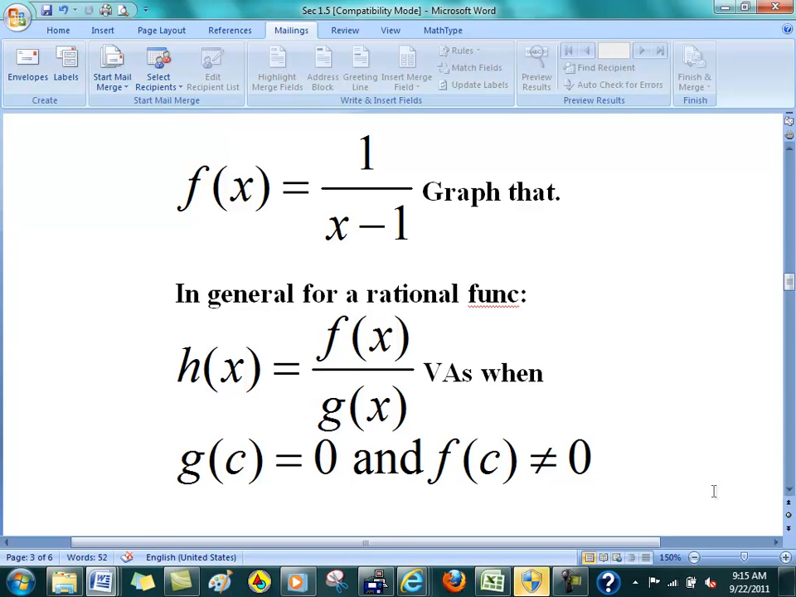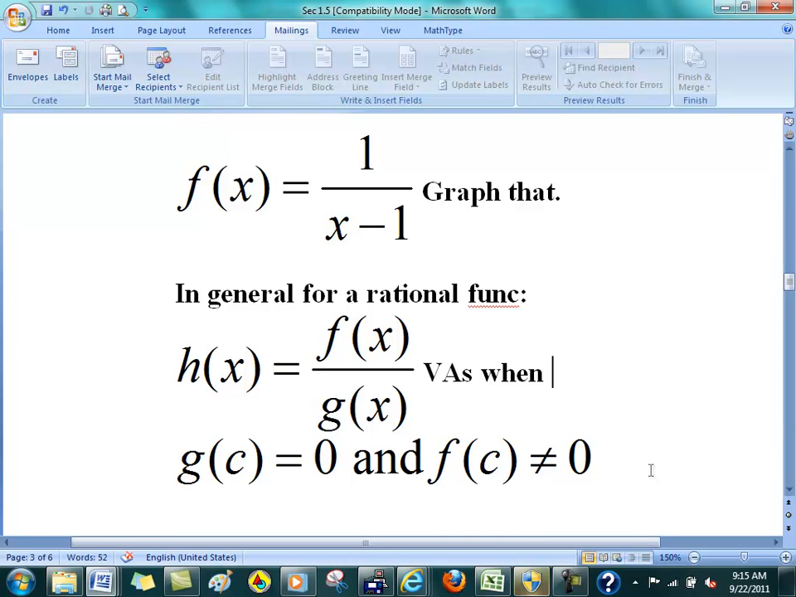Anyway, so a rational function is a polynomial over a polynomial. So you will get a vertical asymptote when the denominator becomes zero. That's what this last statement is telling you, okay? You can't have both the numerator and the denominator being equal to zero. Cannot. Then you will not get a vertical asymptote in that case.